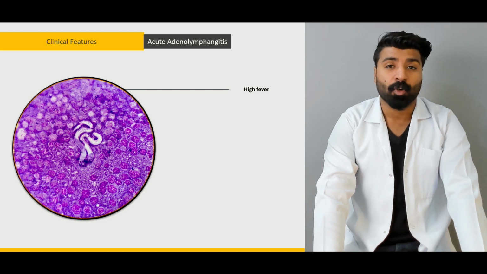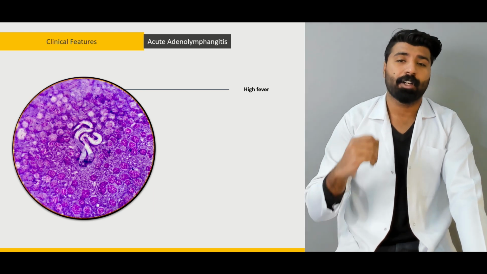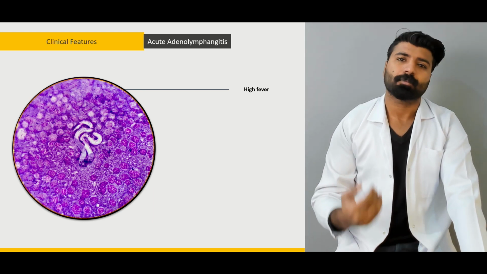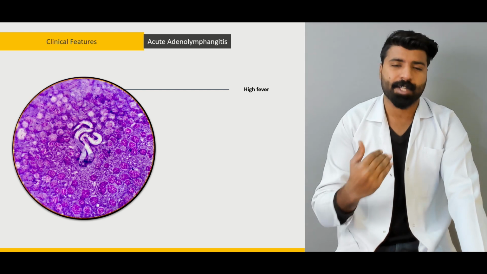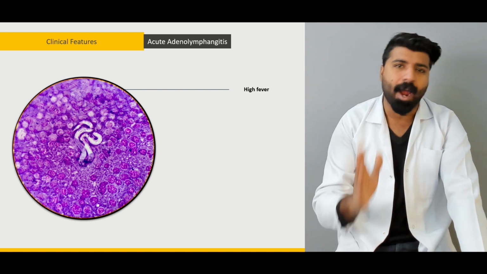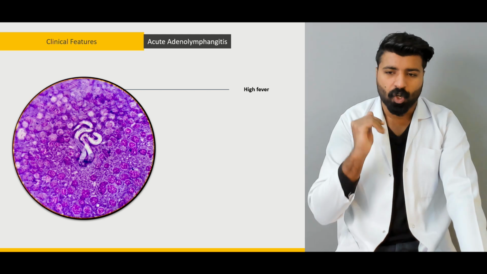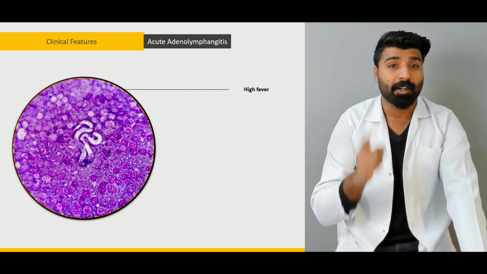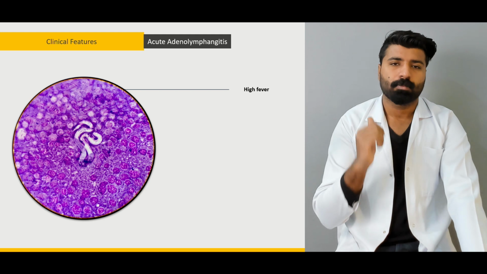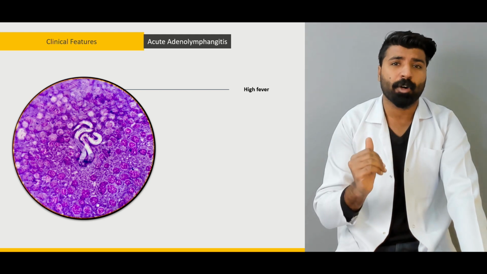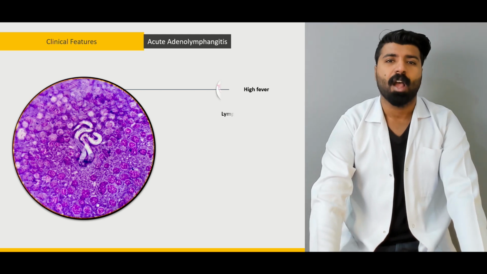Our mediators are going to respond. Our inflammatory mediators, our immune mediators are going to respond. The body is going to raise its temperature in order to combat this parasite, in order to combat this microfilaremia. So the temperature of the body will be raised. It will be very high.